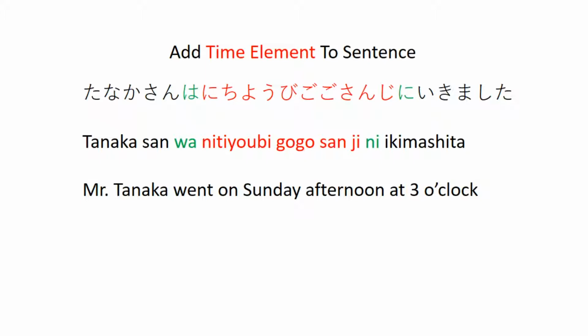Next, we're going to add a time element to the sentence. Tanaka-san wa nichiyoubi gogo 3 ji ni ikimashita. So I've now added the time element, and you will notice that the time element is followed by ni, the particle ni. So we're saying on Sunday afternoon at 3 o'clock.